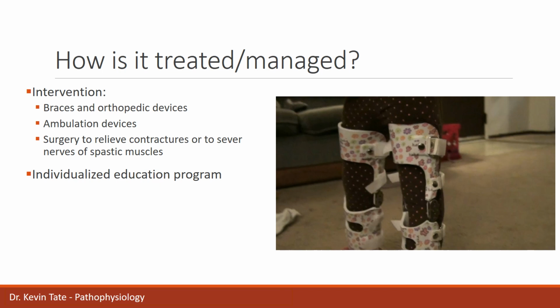We might use glasses to help with vision, and then hearing aids to help with hearing. So remember that during the diagnostic testing, we tested hearing and we tested vision. And so if we detect any kind of deficiencies in those areas, we're really going to try to get it corrected as quickly as possible. All right, that is the end of the cerebral palsy lecture.